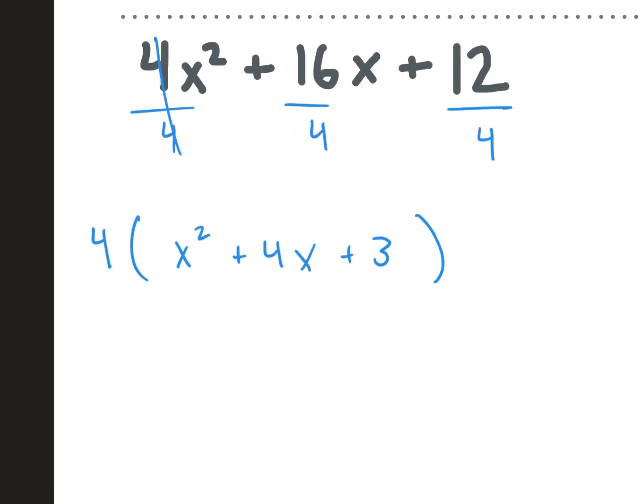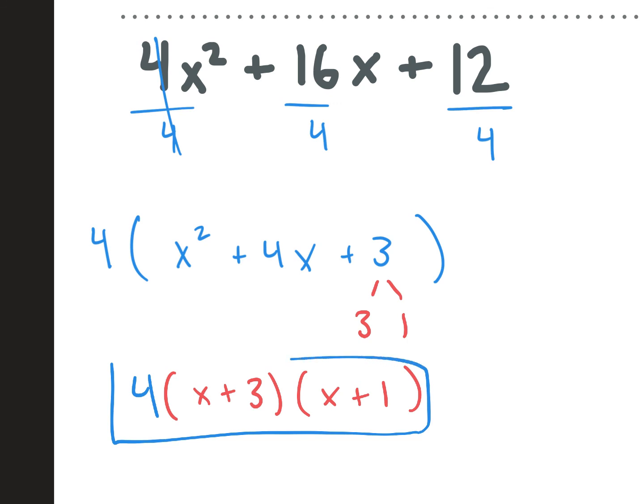Can I factor this? Yes. What are 2 factors of 3 that add to 4? 3 and 1. So how would I write my answer? x plus 3, x plus 1, but what am I missing? The 4 on the outside. Because I took out that greatest common factor of 4, I have to make sure I put it in my answer.